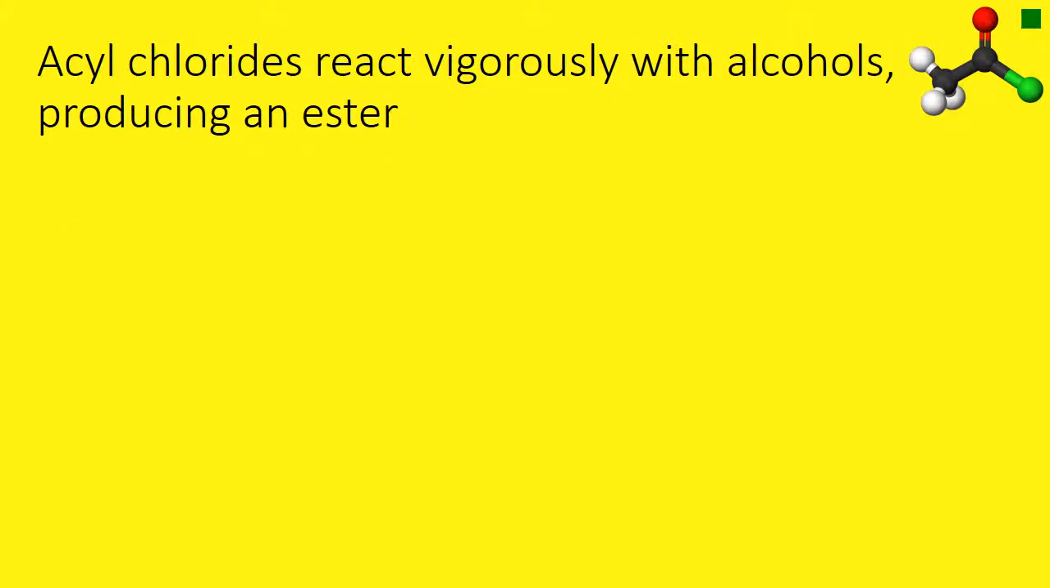Let's now look at the reaction of acyl chlorides with alcohols, and they react vigorously as well. In this case, the vigorous reaction takes place at room temperature, and when we add ethanoyl chloride, so let's draw out ethanoyl chloride again, like so, and we're going to react it with methanol this time. So let's draw out methanol, and we say we're going to produce an ester this time.